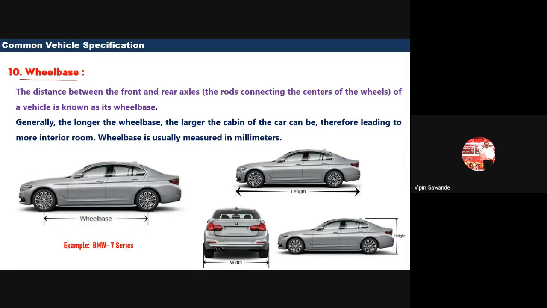Wheelbase is the distance between the front wheel and the rear wheel. Length is mentioned, then width, and height. The longer the wheelbase, the more cabin space we get, so space is more for that particular vehicle.